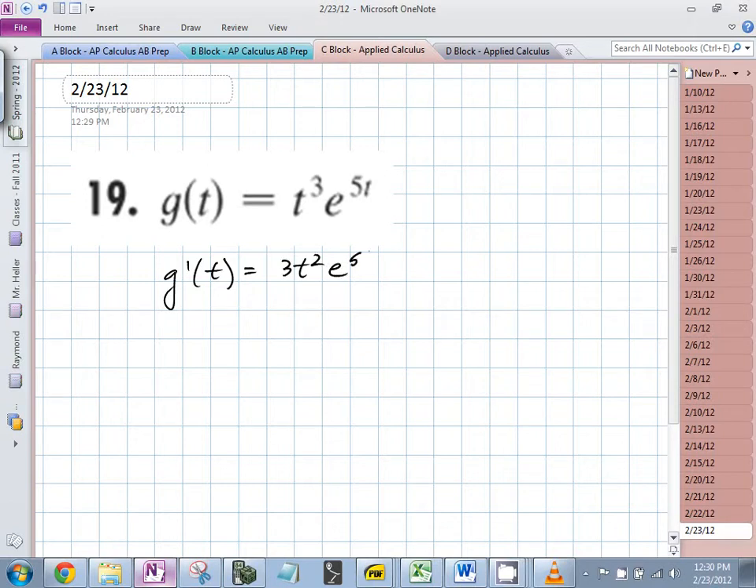Squared e to the 5t times t. Oh yeah, never mind. 5e to the 5t. Yes. Okay, alright, got that. Now double the body, then the double. Double prime, so 6t.